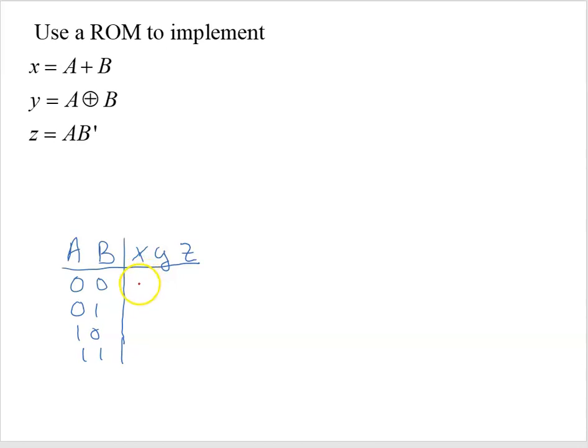x is just A or B. So we have 0, 1, 1, 1. Y is the exclusive OR, 0, 1, 1, 0. And Z is A B not. So only if A is 1 and B is a 0, the rest of them are equal to 0. So there's our truth table. We would need then a 2 by 3 ROM. So we'd need a 2 by 4 decoder with 3 outputs.